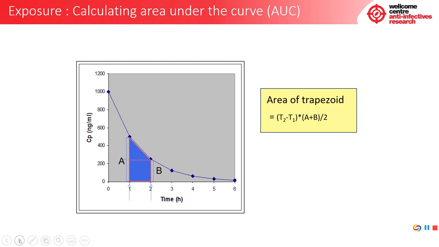So the area of a trapezoid is the difference in time between the two parallel lines and the half of the A and B, which are the parallel lines. So when we get this for one trapezoid, we can do it for different trapezoids and then add them together to give us the collective AUC. So the area of the trapezoid is T2 minus T1 multiplied by half of A plus B, which are the parallel sides.